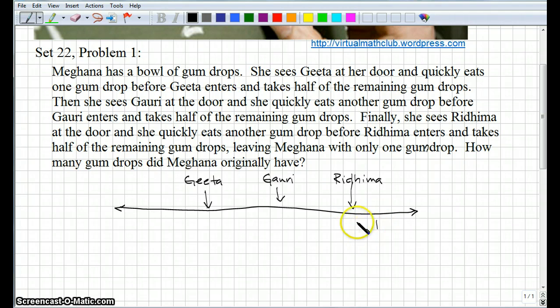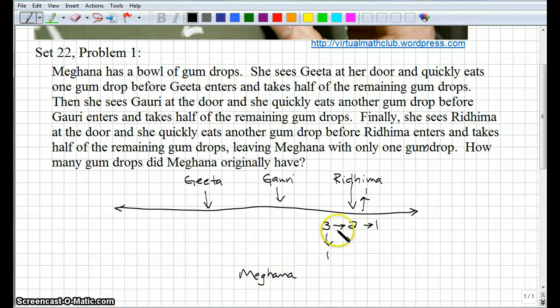So if she shared half of her gumdrops with Redima and she had one left, then she had to have given one to Redima, which meant she had two. Okay? So she had two, she had one left over, she gave one to Redima. And then right before Redima entered, she ate one. So right before she entered, she had three gumdrops. Okay? And the other one went to Meghna.